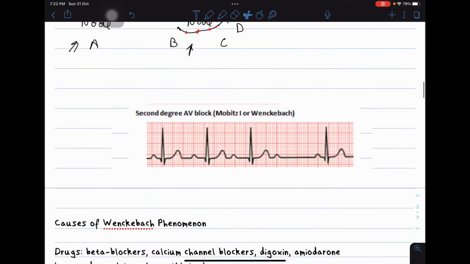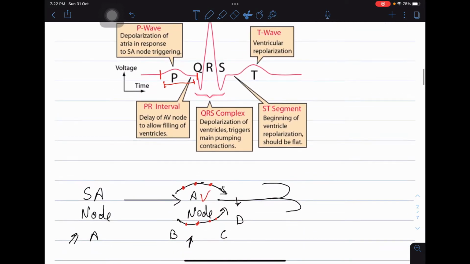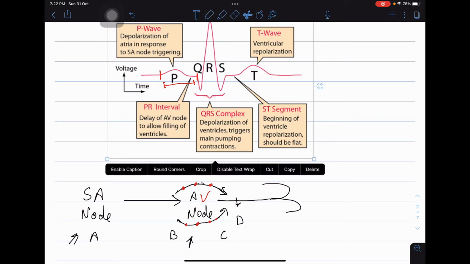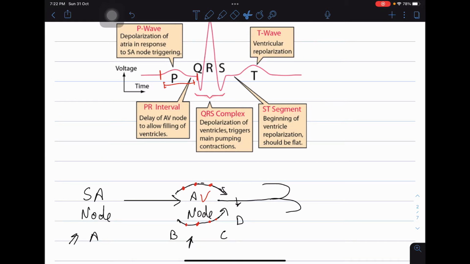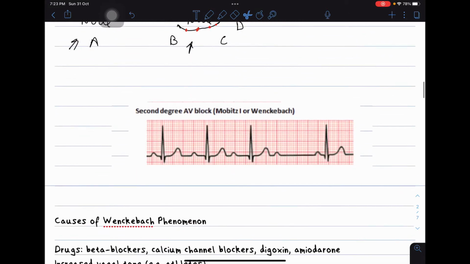So if we check the ECG, we measure the PR interval, which is from the start of the P wave to the start of the Q wave. So this is the PR interval. Physiologically, there is a delay to allow the filling of the ventricle. Physiologically, there is a 0.1 second delay, but in this Mobitz 1, there is an abnormal amount of delay, more than the physiological time of delay.